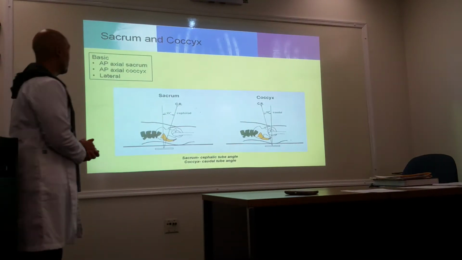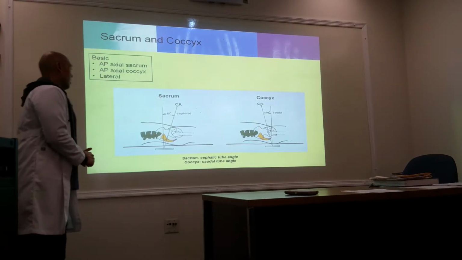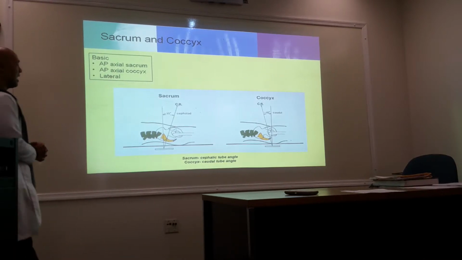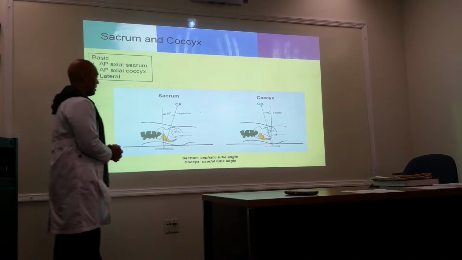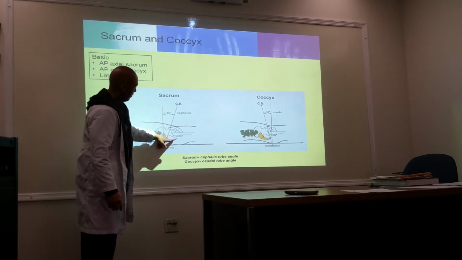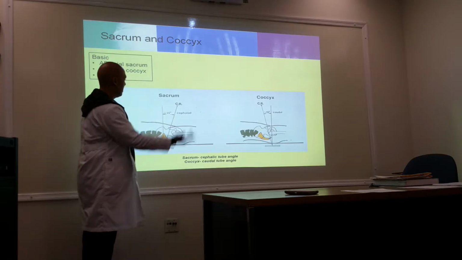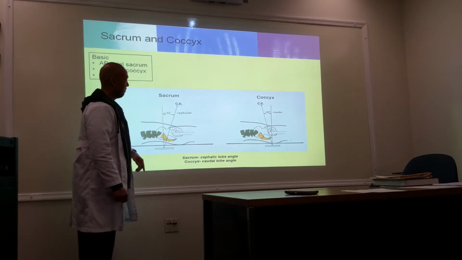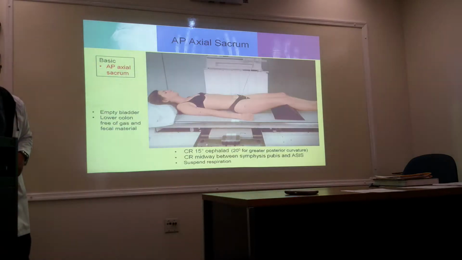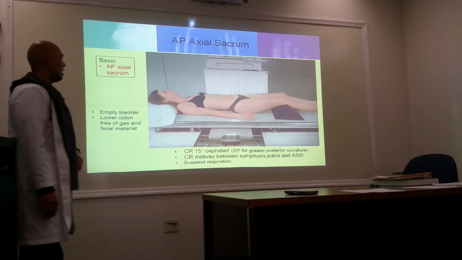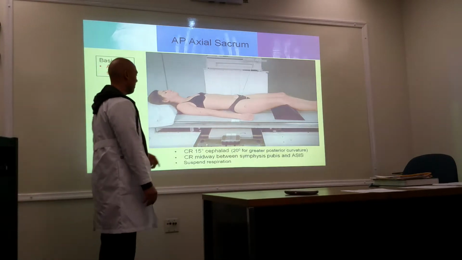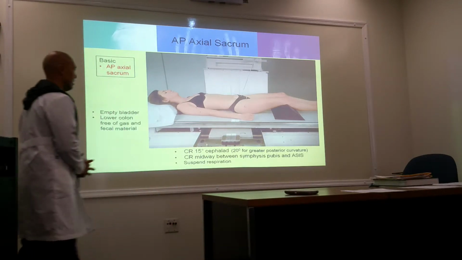All right, let's finish this off with sacrum and coccyx. Okay, based on the curvature of the back, if we're doing an AP axial sacrum we're going to angle towards the head. Tailbone is going to go more posteriorly, so now we've got to angle the other way for the coccyx. Okay, so for an AP axial sacrum, the degree of angulation is going to be 15 degrees cephalad.